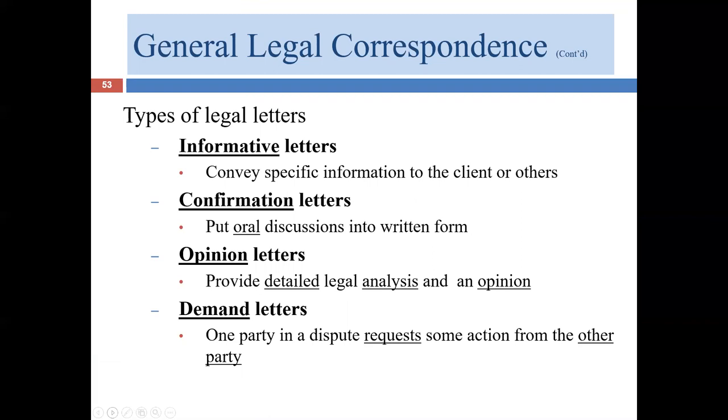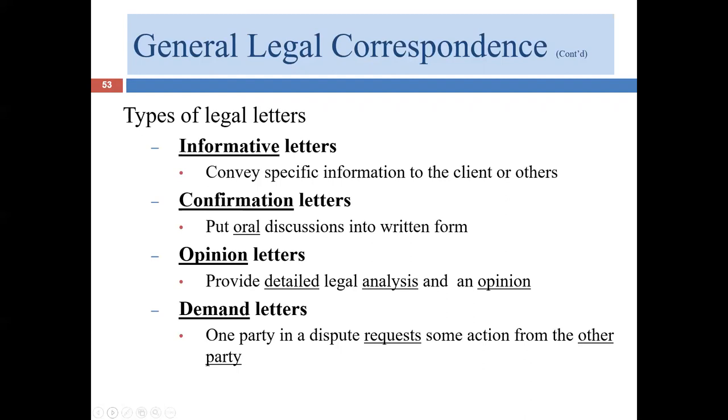So the first one is the informative letter. And guess what? It's exactly what you think it is. It's giving information, oftentimes to the client, but sometimes to other people. Now obviously this letter can be very short. Maybe you're just telling the client, hey, we have a hearing on this date, please come. It may just be three sentences like we talked about before. Or it could be a very complicated situation where you want to put some information in great detail. It might take more than one page.